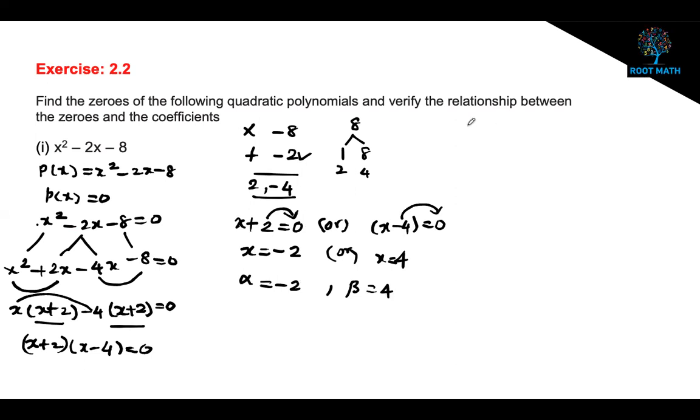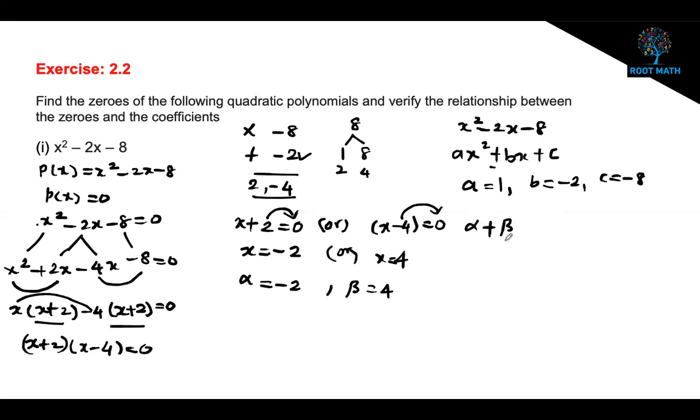Now we want to go to the second part of our answer, so you write the expression again and write the general form of a quadratic polynomial, ax squared plus bx plus c. Your a value is 1, b value is negative 2 and c value is negative 8. You should not forget about the signs, because in the general expression all are positive signs. In our question, if the terms are negative, you want to take the coefficient as negative only. Now we'll go to the first relation, alpha plus beta.